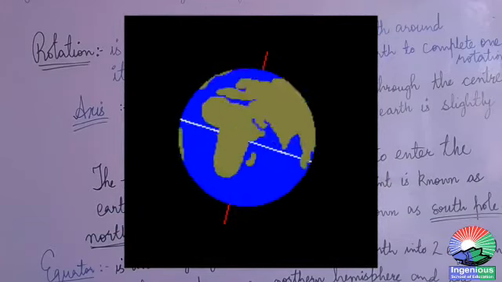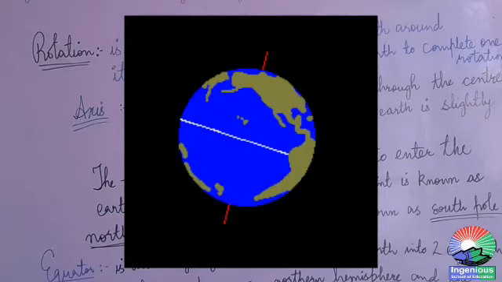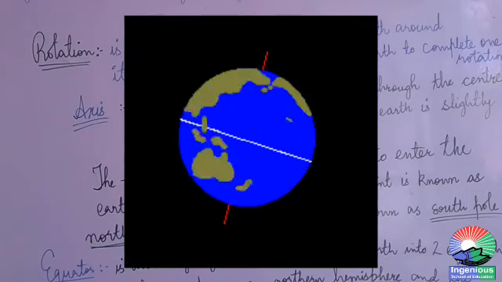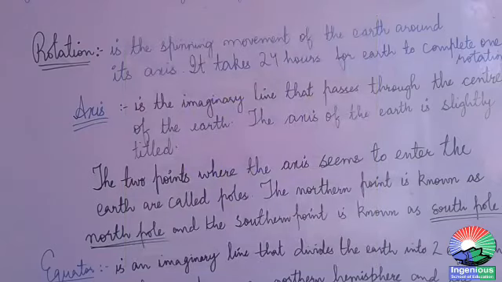Yes, it is the spinning movement of the earth around its axis, and it takes 24 hours for the earth to complete one rotation. How many hours does it take for the earth to complete one rotation? It takes 24 hours, and the rotation of the earth causes day and night. Day and night are caused because of the rotation of the earth. And what is rotation? Rotation is the spinning movement of the earth around its axis.